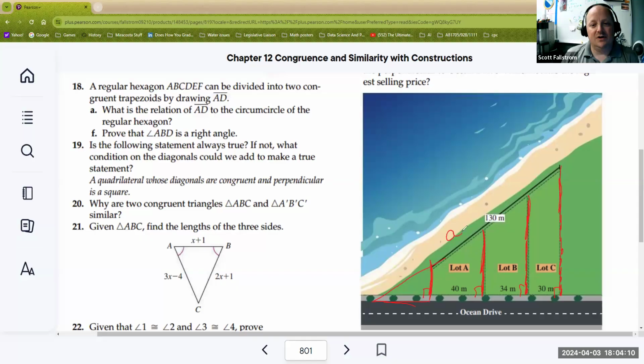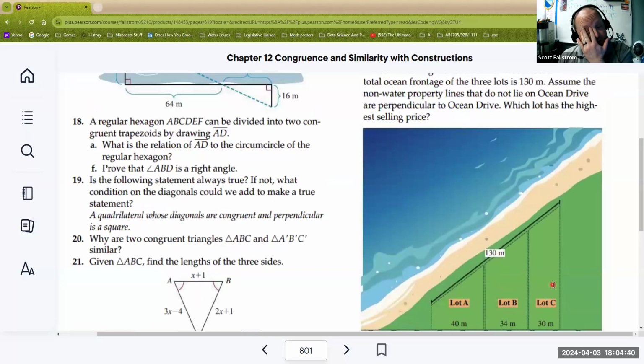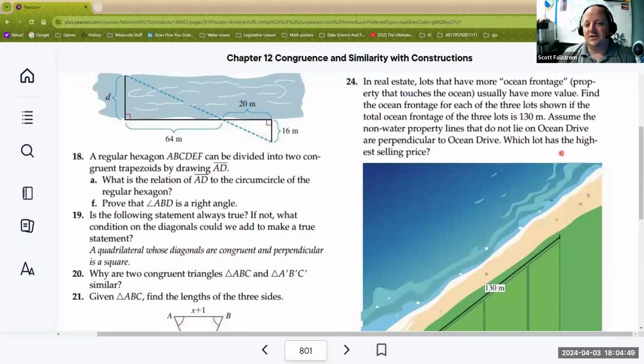So the amount of frontage here and here and here has to add up to 130, but they're also going to have to be proportionate to their other sides, because 40 is to 34 as A is to B, and 34 is to 30 as B is to C. So you can use that. In this case, it's not asking for how much frontage is actually there, or what fraction. You could find that using proportions, but it's not asking for that. It just says which lot has the highest selling price, and you should be able to figure that piece out.